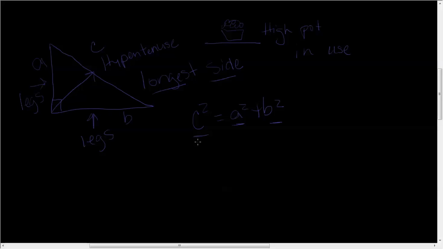And in this formula, C is always the hypotenuse. Always, always, always. The A and the B do not matter. It doesn't matter if I all of a sudden label this one B and label this one A. You're adding them together, so it doesn't matter. But the C must be the hypotenuse.